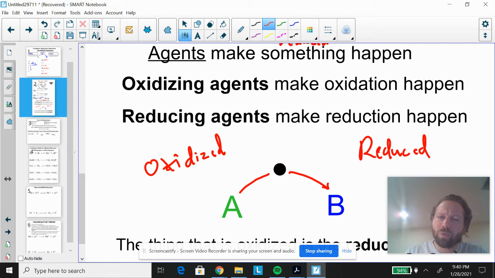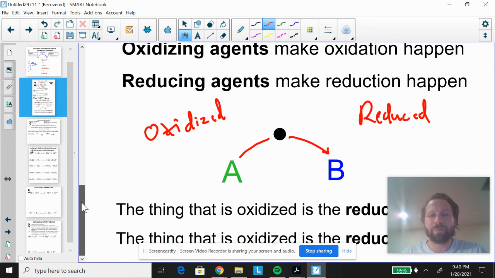Now, one of the things you understand now is that with a redox reaction, you can't have just oxidation or just reduction. Something can't gain electrons without them coming from something else. And conversely, you can't just lose electrons and have them go nowhere and just disappear. They go to some other substance. So you need both of them. And so the thing that is oxidized is the reducing agent.